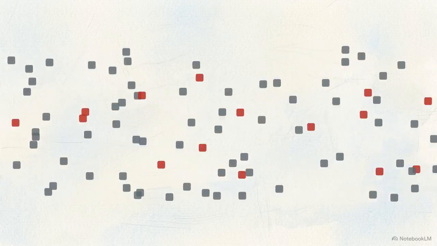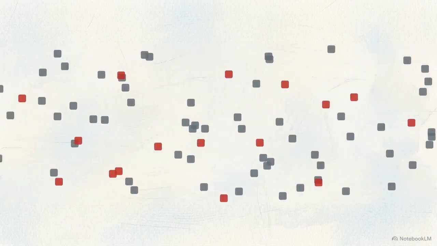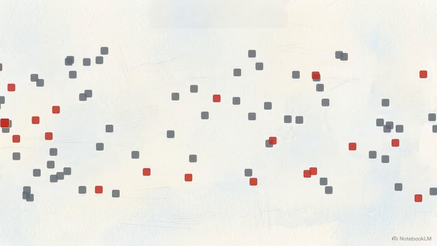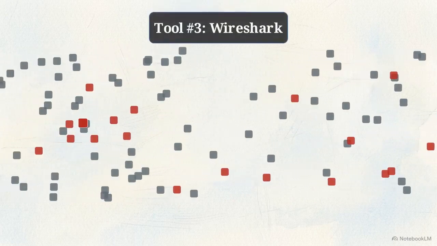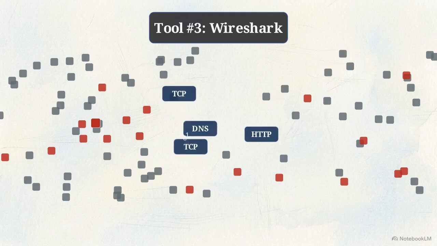We've covered resting data. Now, let's look at data in motion. This waterfall shows hundreds of network packets flowing rapidly across a connection. To analyze this, we use tool number 3, Wireshark. Wireshark's core functions are packet capture and protocol decoding. It pulls data directly off the network, translating the ones and zeros into readable communication.